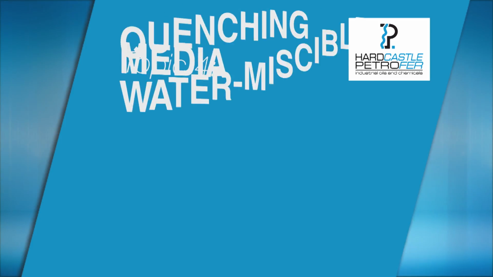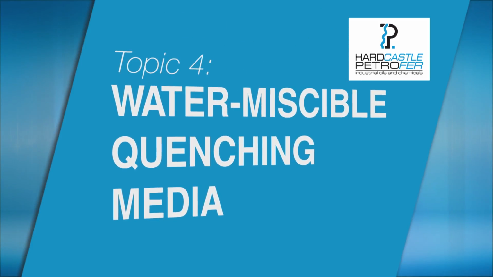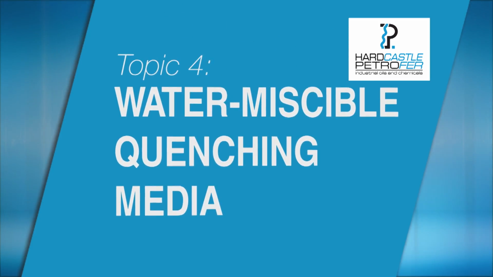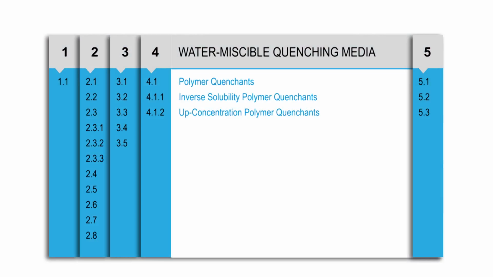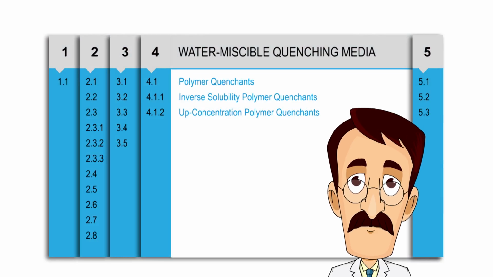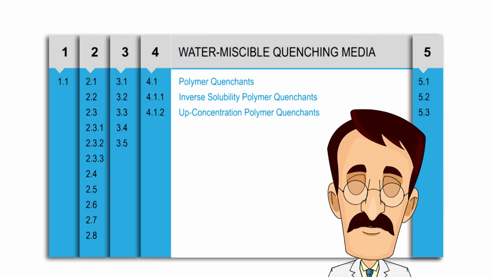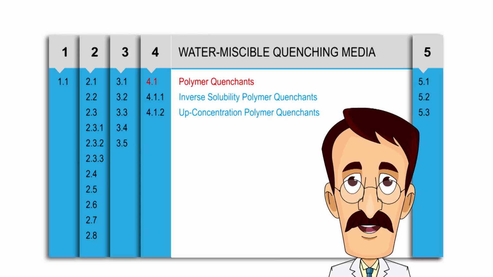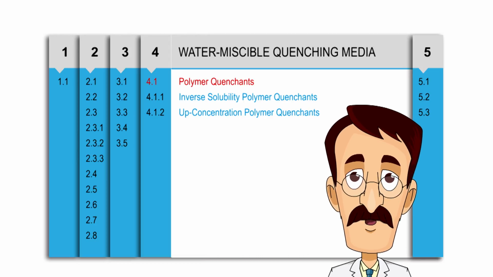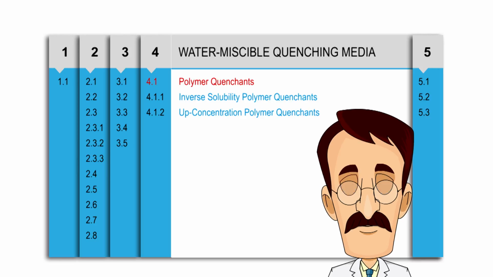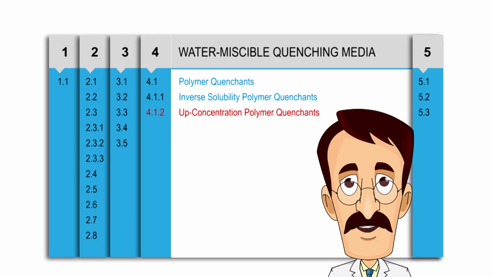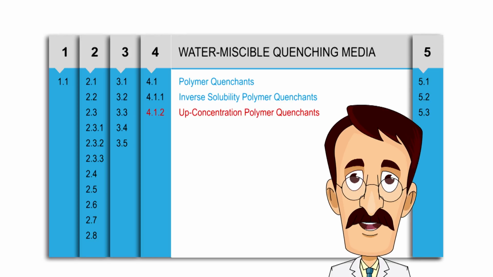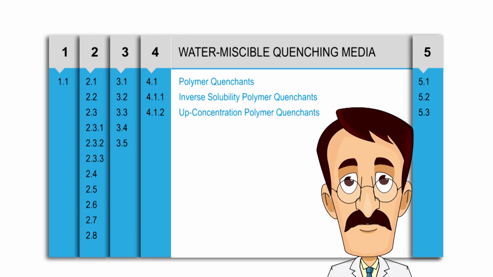Going forward, let's proceed with the fourth chapter, water-miscible quenching media, also known as polymer quenchants. In this chapter, we will discuss the following: development and usage of polymer quenchants and the two types of polymer quenchants, inverse solubility polymer quenchants and up concentration polymer quenchants. Let's proceed and discuss.